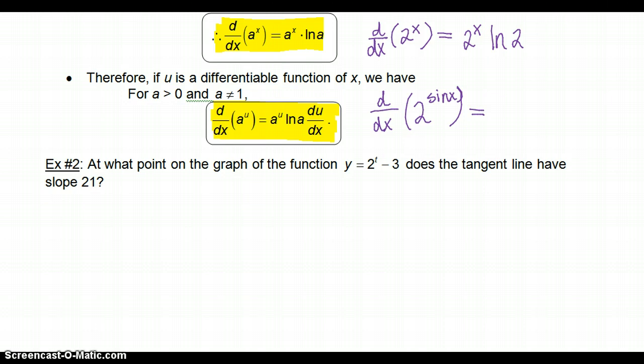So the first time, just like with the e to the x, we have 2 to the sine x times, what happens when we take the derivative? Times cosine. And that's it. There's not really anything we can do to simplify that. We don't have the ln a anymore? Oh, did I forget? Sorry. Oh, I did forget that. ln of 2. There. Okay, now we have it.